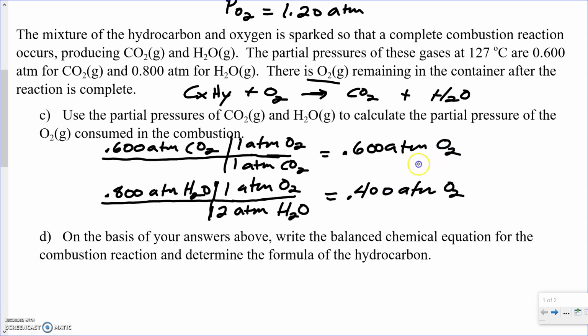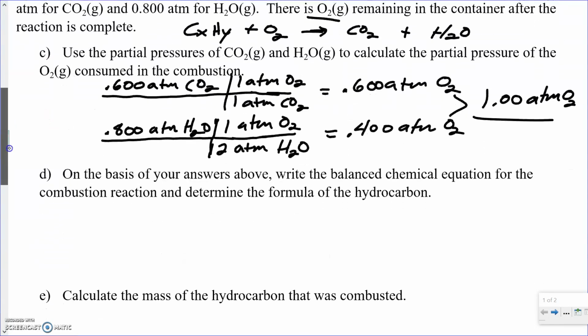So what we've done is found the amount of O2 needed to make our CO2, and the amount of O2 needed to make our H2O, and what we're being asked for is the total consumption, which is going to be these two values added together, so 1.00 atms O2 is our total value that was consumed of our original 1.2 atms. So there is still 0.2 atms left over. Keep that in mind, that's going to come in handy a little bit later on.